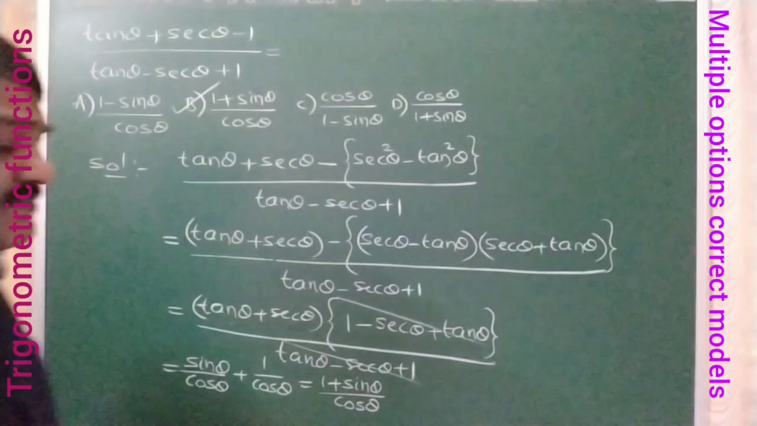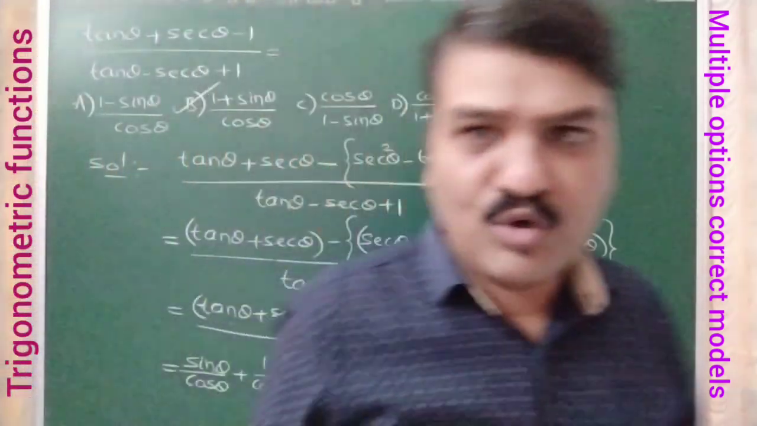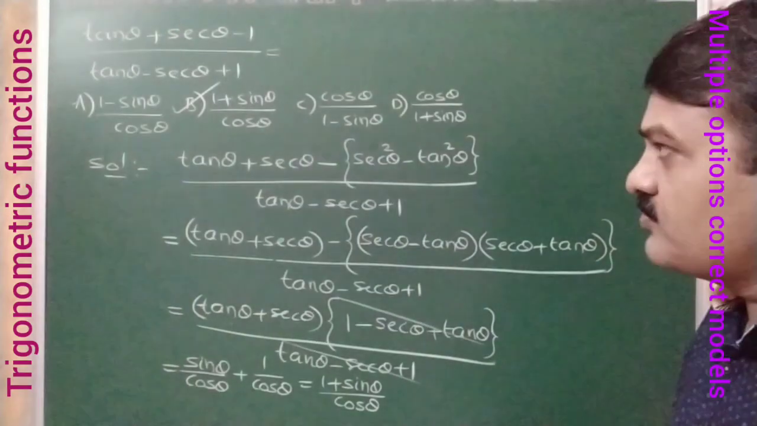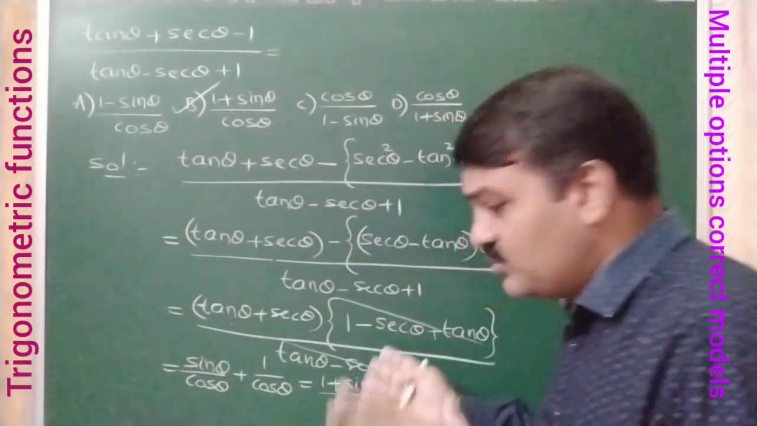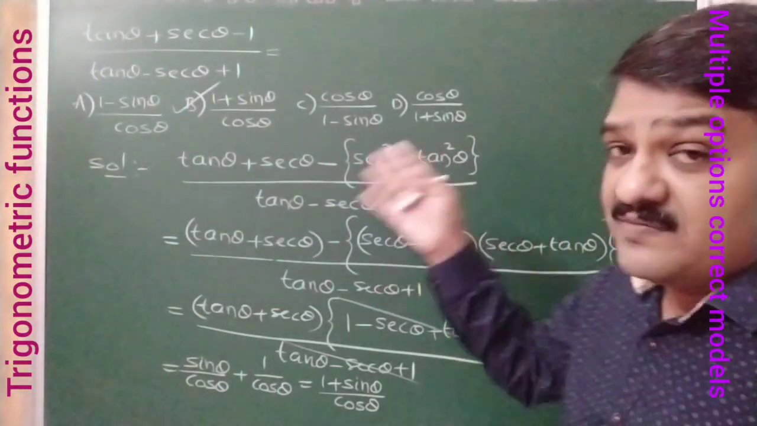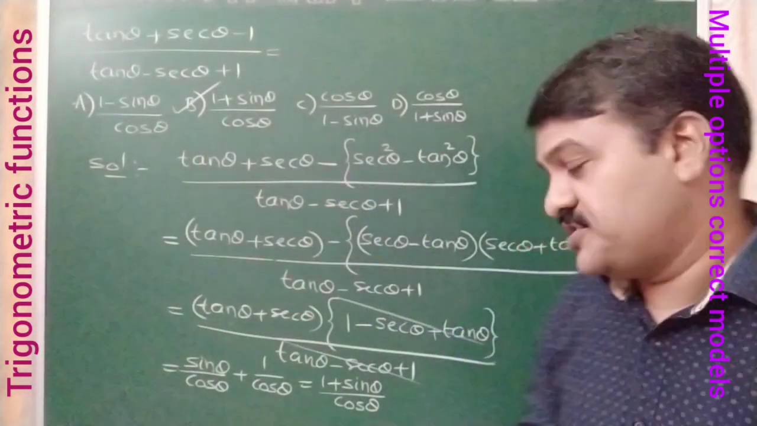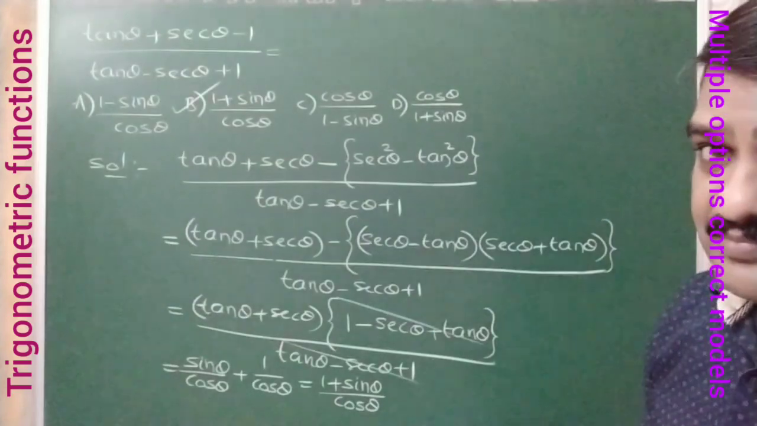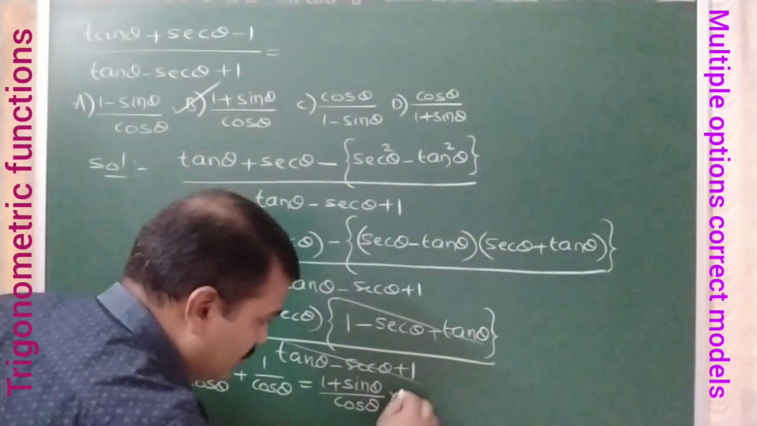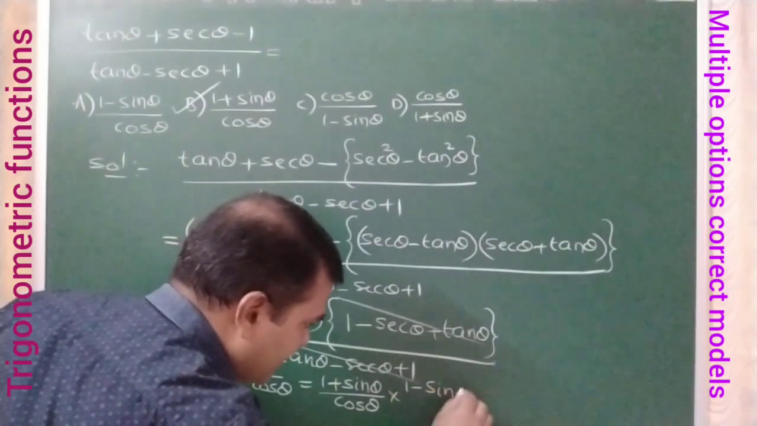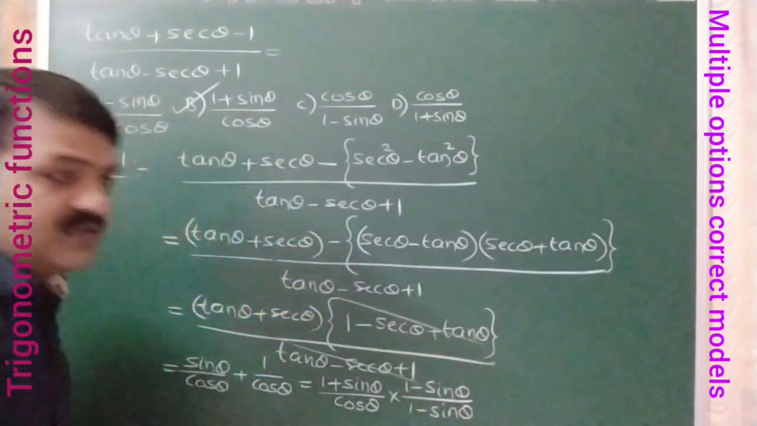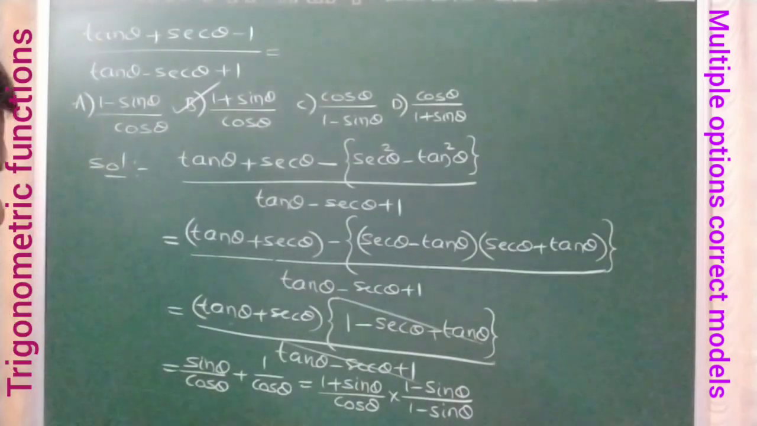But this is a multi-correct answer type. More than one options can be correct. So therefore we try to simplify this further to check whether any of the remaining options is also correct. So what can we do? To get the identity, I will try to divide and multiply with 1 minus sin theta here. Divide and multiply by 1 minus sin theta.